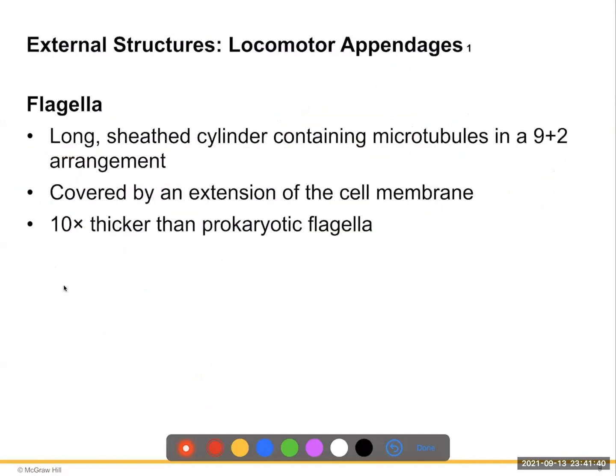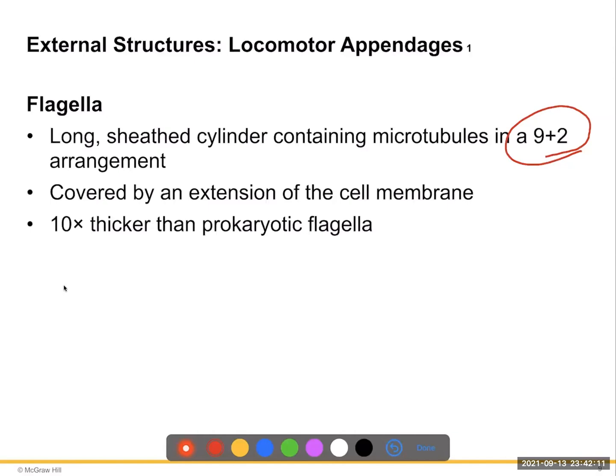Okay. We talked about the flagella last time, the three different parts of it. It's a long sheath cylinder, and it contains microtubules, what's called a 9+2 pattern. It occurs in doublets of these cylinders, and there's 9 pairs going around the outside, and there's 2 single ones in the center. So it's called a 9+2 arrangement that gives it the ability to propel. The next slide will show you what I'm talking about.